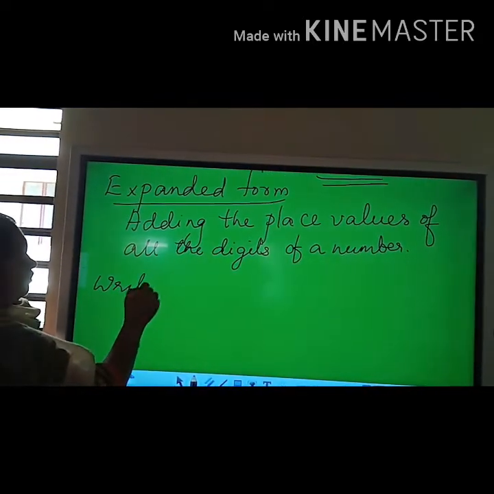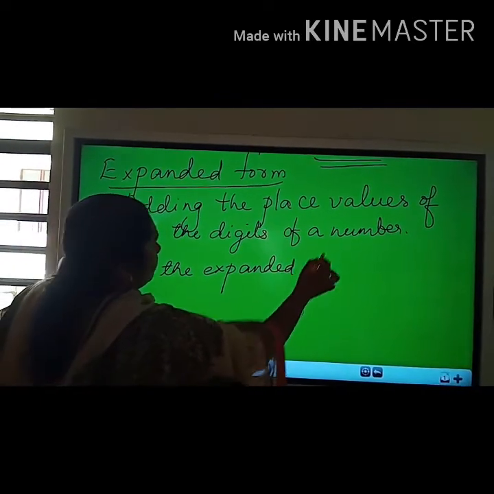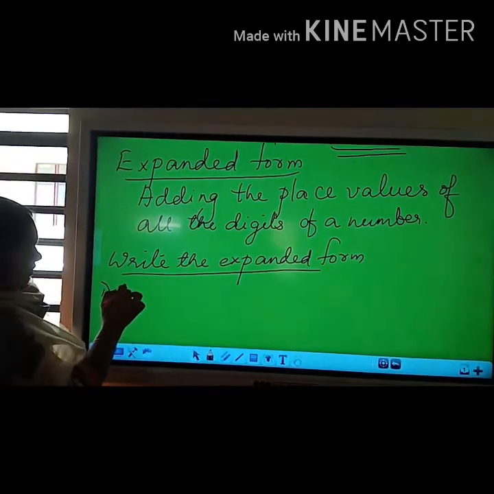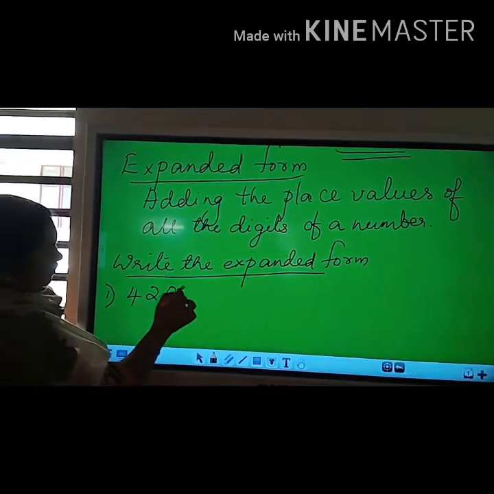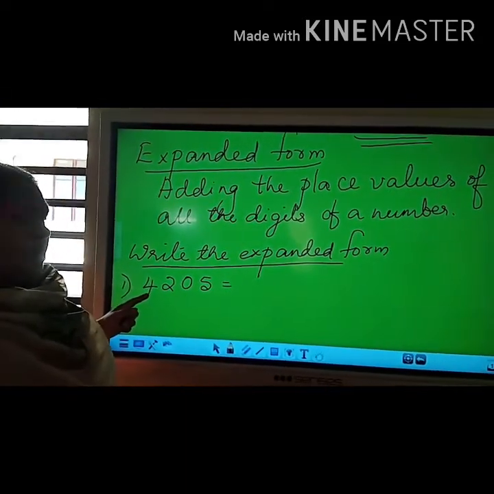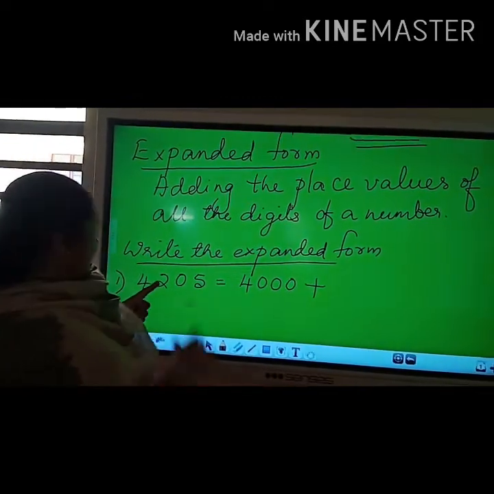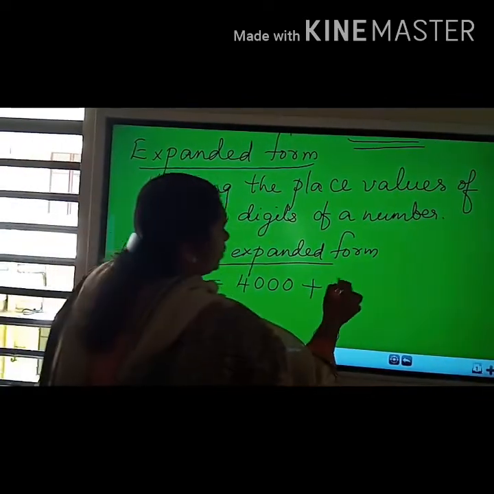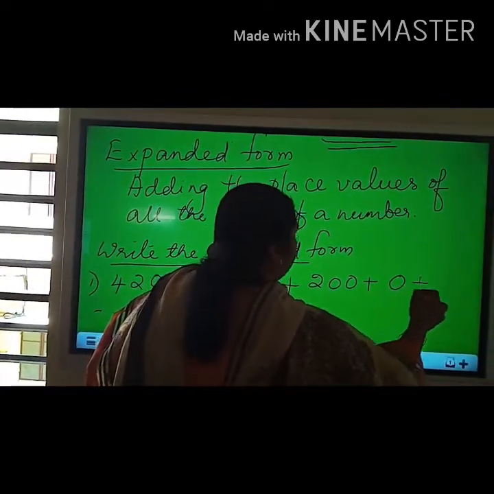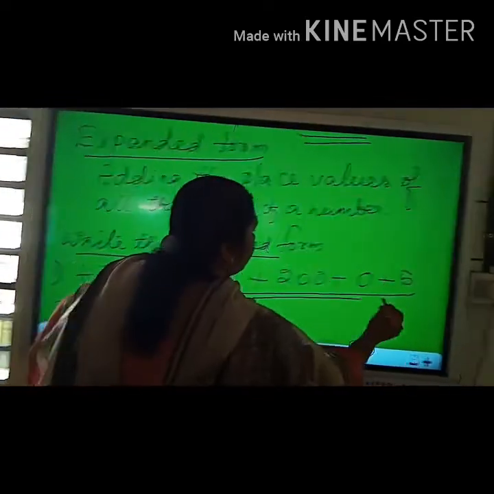Write the expanded form. Question number 1. 4205. Now directly we can write. What is the place value of 4? 4000. Then you add plus. What is the place value of 2? 200. The place value of 0 is 0, and the place value of this 5 is 5. This is the expanded form.